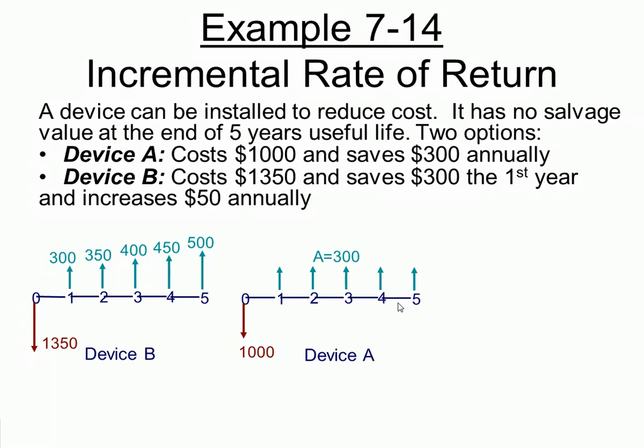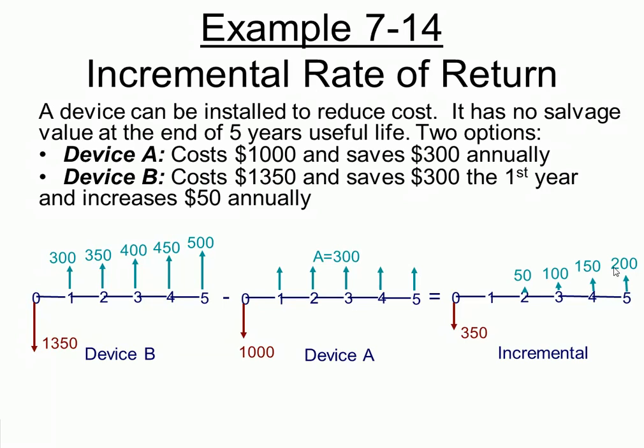So then we can find the incremental. Of course, we're subtracting from the higher initial cost. Device B, notice, is the option with the higher initial cost. Subtracting these two, we have 350 as initial incremental cost, and then we realize these benefits. So we only have the gradient, because if you subtract this uniform series, the only thing remaining is this gradient series. So this is our incremental cost.